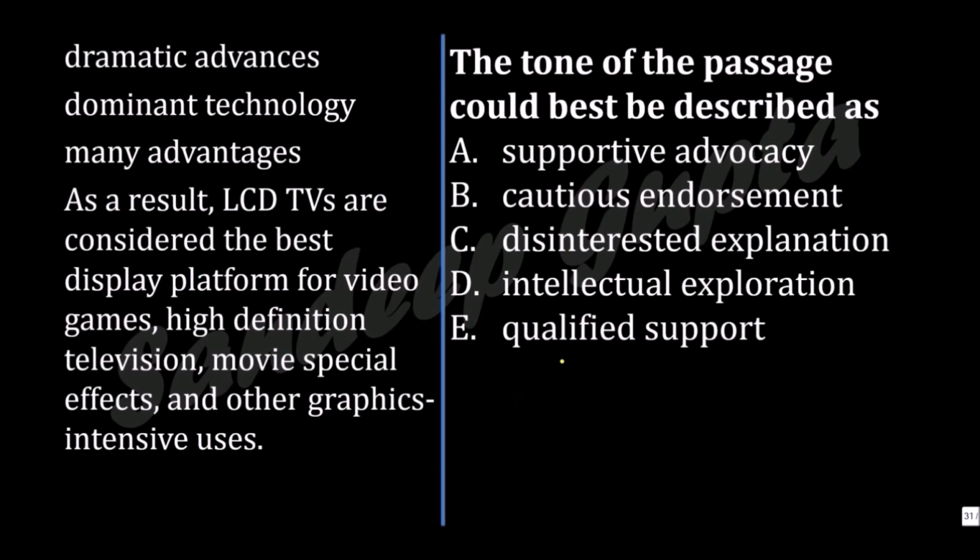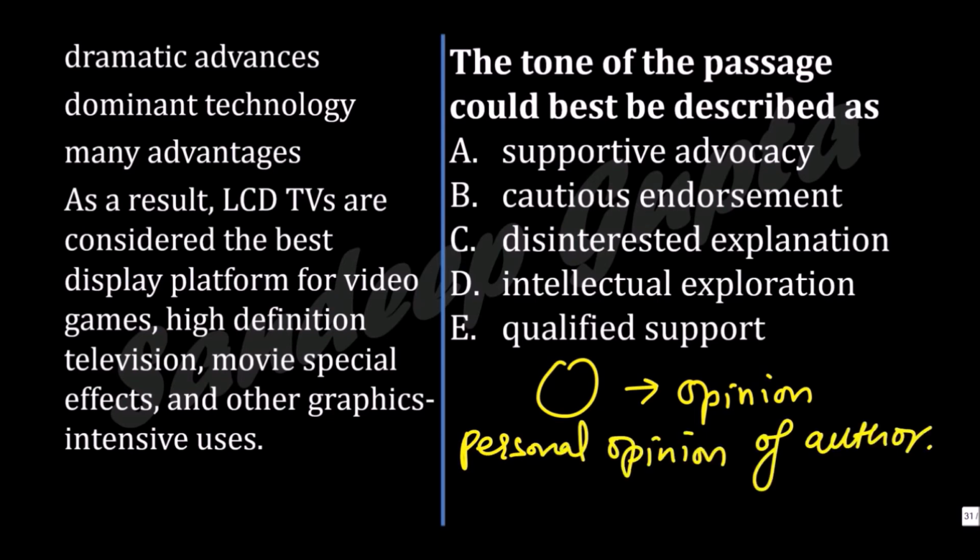So as you know, the first letter in Octave is O, which stands for opinion, which means we should be checking the personal opinion of the author. Remember, this is the only thing that matters, whether the author has a personal opinion or not. In opinion, other opinions really don't count here. So when we see dramatic advances, people feel that this is something very positive, but this is just a fact. Again, dominant technology is a fact. This is not the opinion of the author.